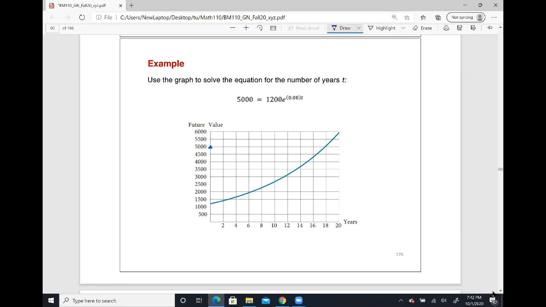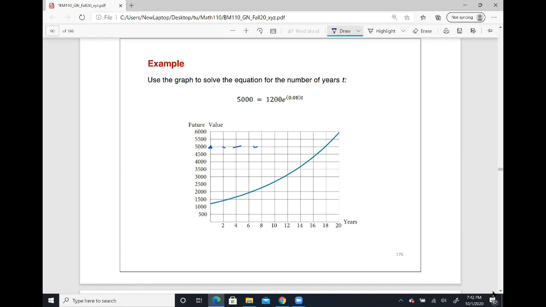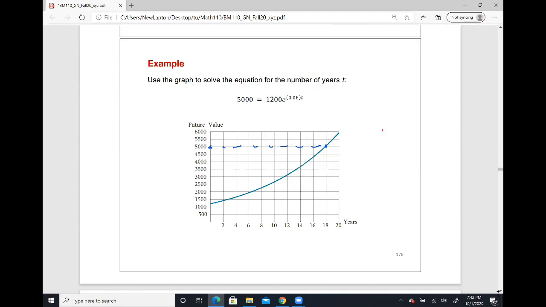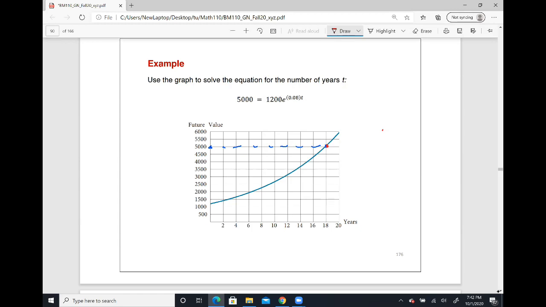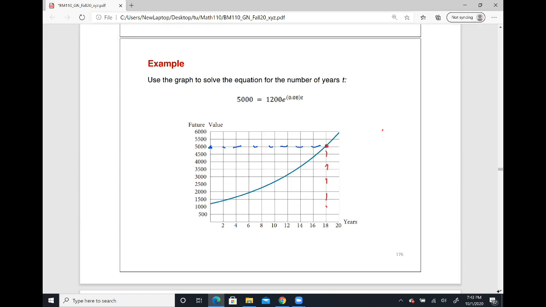So then coordinate it to get the point on the graph. I'm going to use the other color. Let's use the red one. Okay, it's here. And the equivalent value for that point, we have t at 18. So t is around 18 years, I think. Okay, so that is my approximation by using the graph.